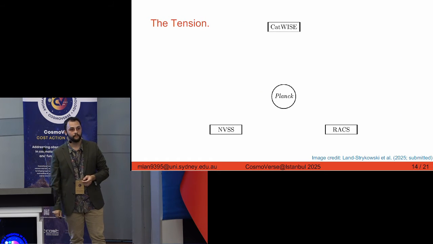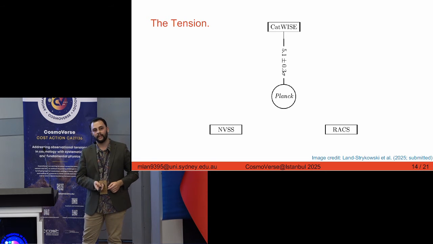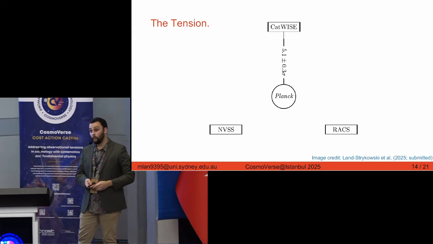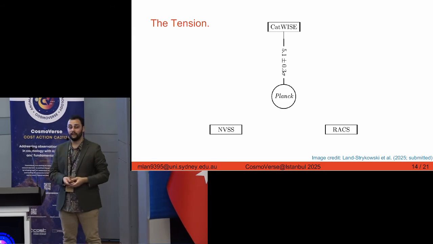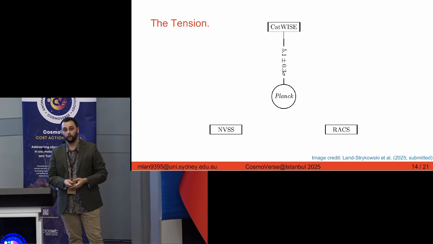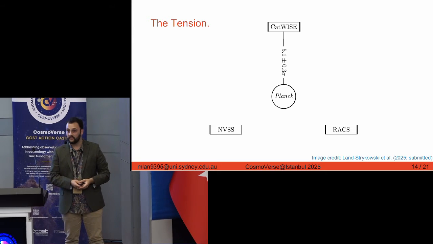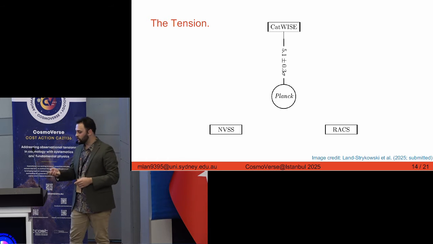So what's the tension? Well, here we have the nodes of our 4 datasets, and we'll start by looking at Planck and CatWISE. We find 5 sigma tension with Planck. This corroborates the recent results in literature, also looking at CatWISE, that find a similar result, and this corroborates the challenge against the standard model of cosmology. But the radio surveys are a little bit of a different story.